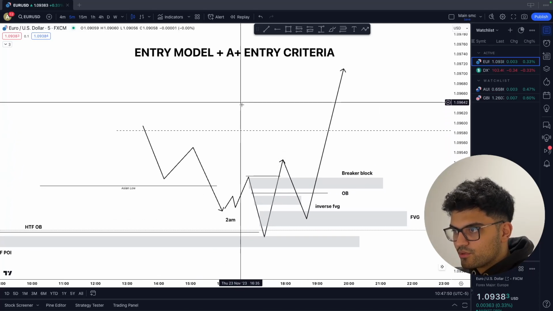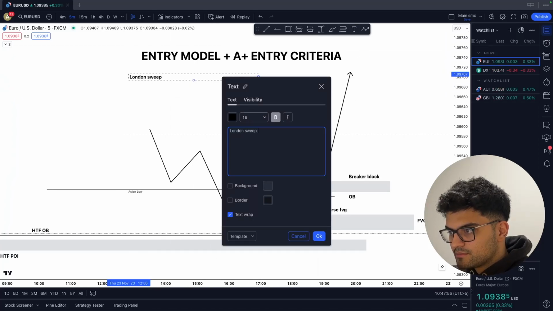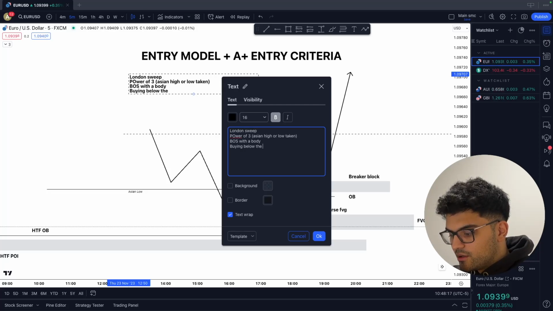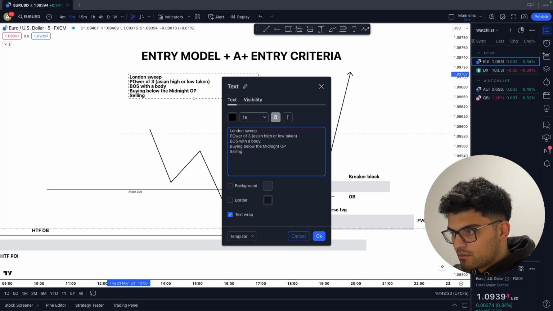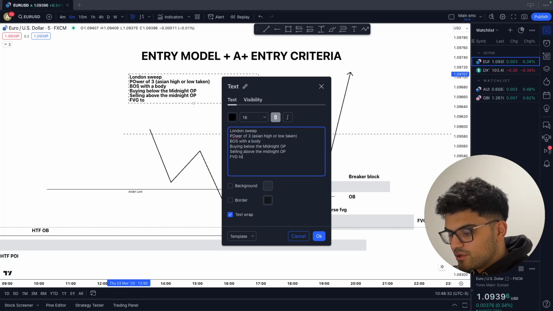This is the London session entry model, so pretty much that's all we're looking for. I'm just going to list it out. So we need a London sweep, we need a power of 3, so basically the Asian high or low taken. Then we need a break of structure, BOS, with a body. If we're buying, our entry needs to be below the midnight open, and if we're selling, it needs to be above the midnight opening price. And so that's pretty much all it is. And yeah, we need a fair value gap, obviously, FVG, to enter the trade.